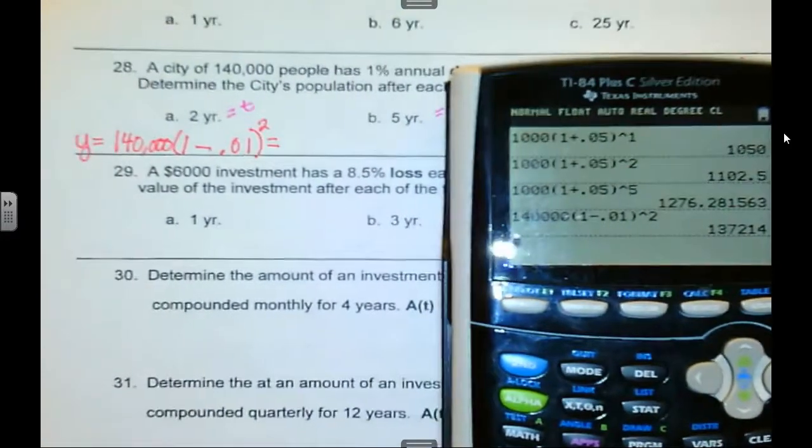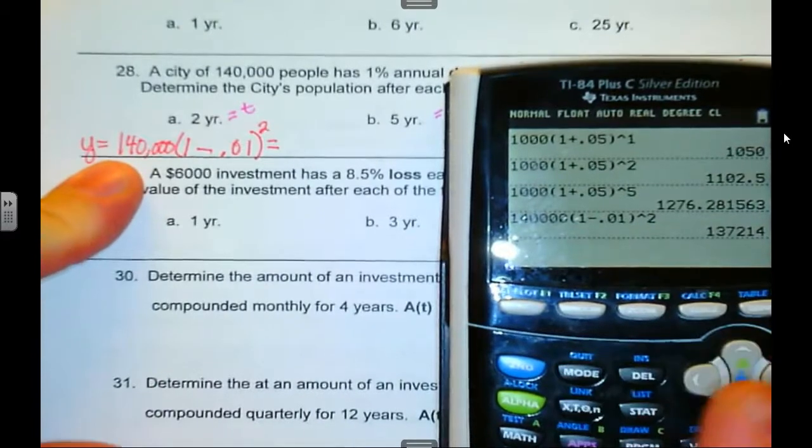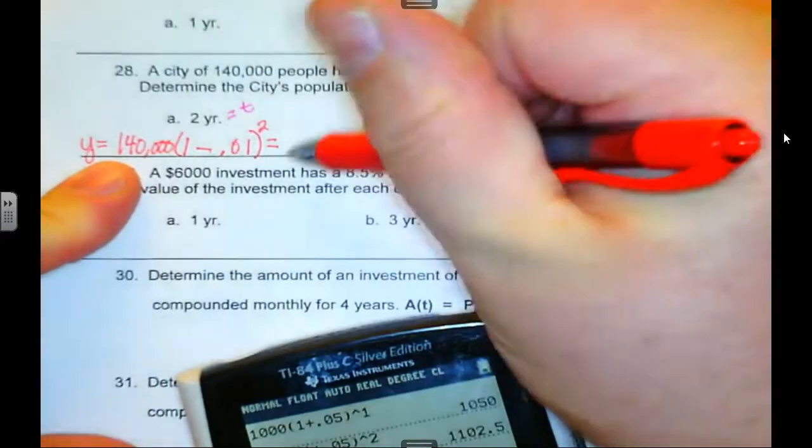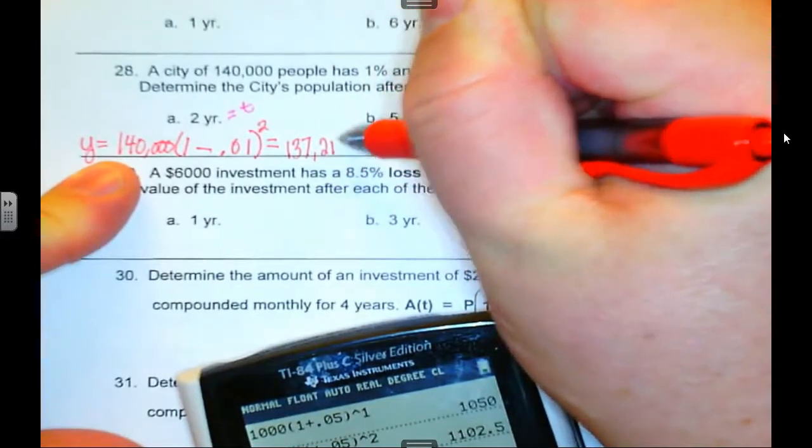I get 137,214. Well, that makes sense. Down 3,000 or so. 137,214.